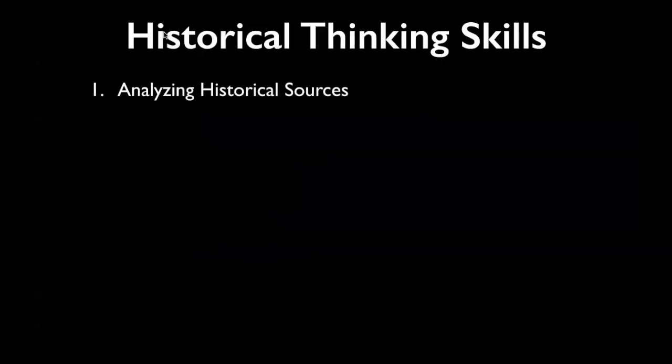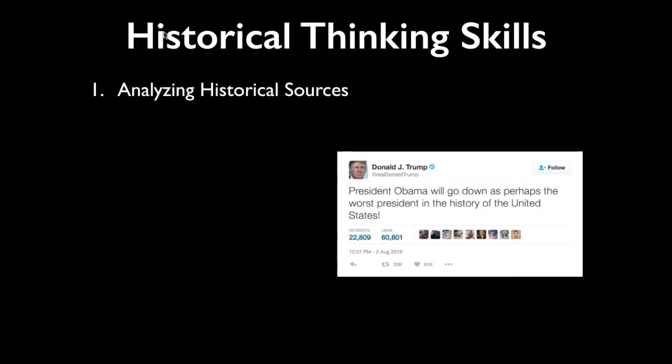So the first historical thinking skill that you're going to have to master is analyzing historical sources. Sometimes we'll just refer to this as sourcing. Let's take a historical source. This is a tweet by Donald Trump. This is from August of 2016. And he writes, President Obama will go down as perhaps the worst president in the history of the United States.